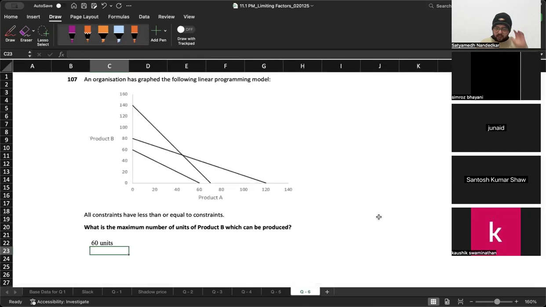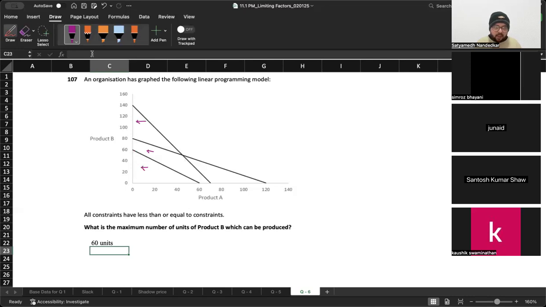An organization has graphed the following linear programming model. All constraints have less than or equal to constraints. What is the maximum number of units of product B that can be produced? This is constraint 1, this is constraint 2, this is constraint 3. ठीक है, constraint 1 है, these are all less than or equal to constraints, मतलब optimal solution will lie on the left. This is also less than or equal to constraint, optimal solution will lie on the left of this line. इसके भी left में रहेगा.